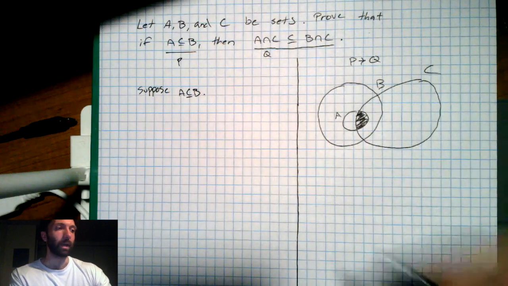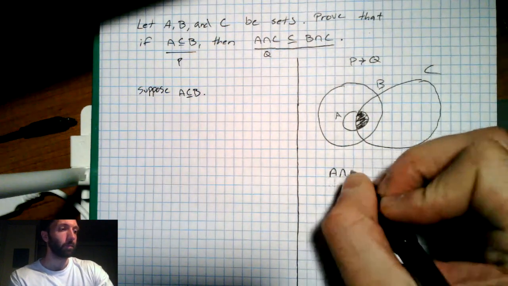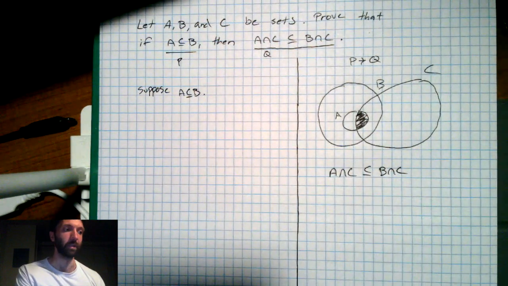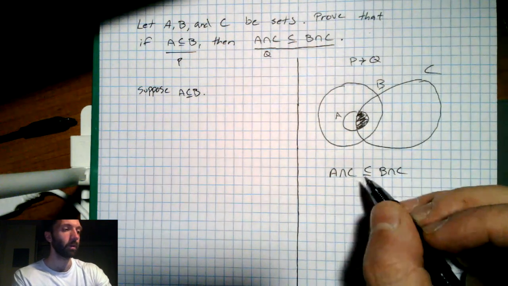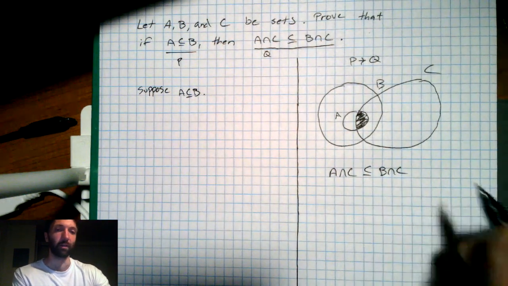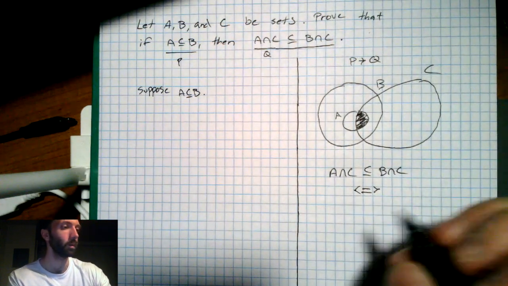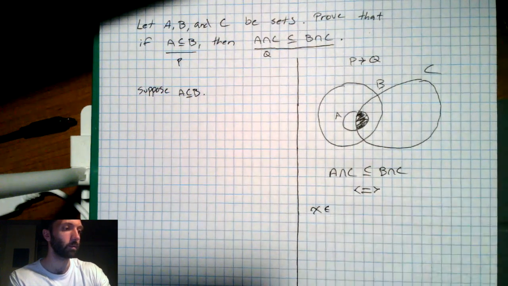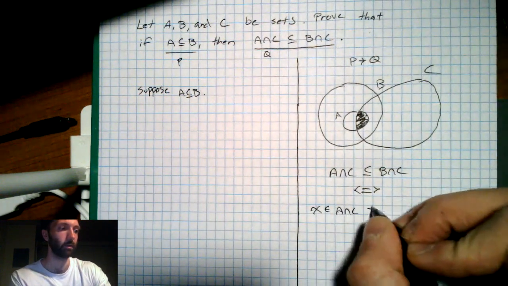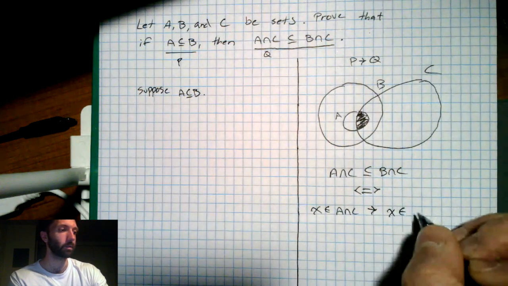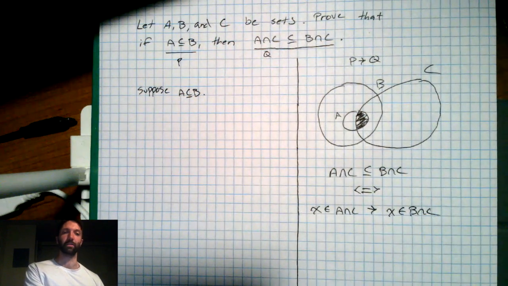Now, again, what's the goal? The goal is to prove that the intersection of A and C is a subset of the intersection of B and C. And what does that mean? Here we need to be really comfortable with our set theory definitions. The intersection of A and C is a subset of the intersection of B and C if and only if an element that we'll call X belonging to the intersection of A and C implies that the element also belongs to the intersection of B and C.